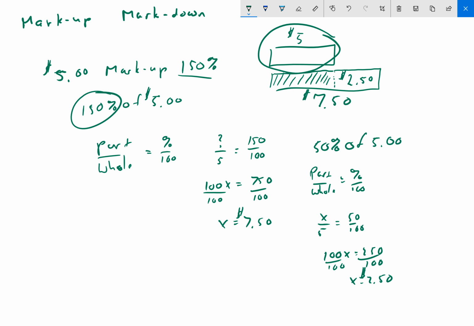And you might be saying, well, what? I don't get it. But look, that's the amount that we actually marked up because I went up 150%. All right. So there's that. And now I'm going to say, what about a discount or a markdown?